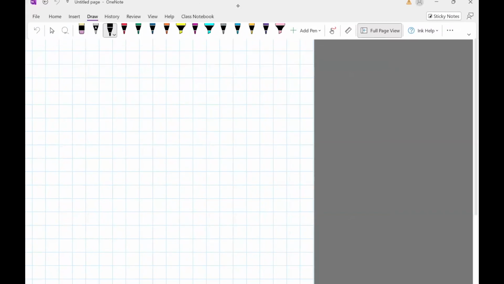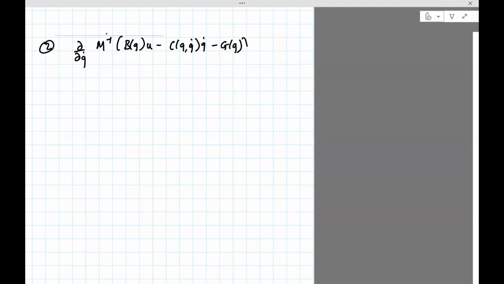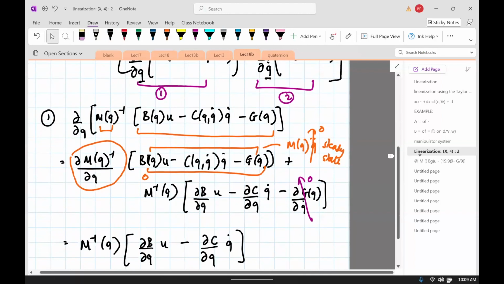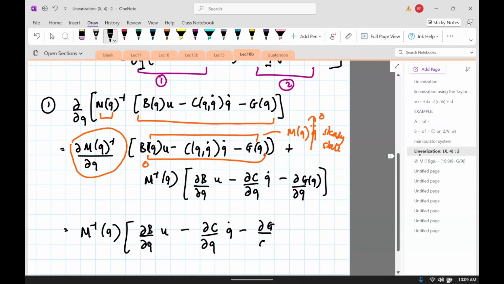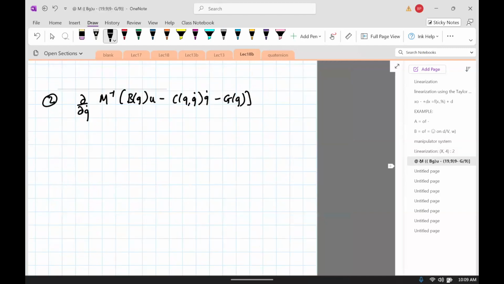So this second term is d dq dot of m inverse B of q times u minus c(q, q dot) times q dot minus g(q). That's it. Wait, did I make a mistake here? This is not right. This is q. This will not drop out. dg dq, my bad. Yeah, that is not equal to 0. Okay, so that's that.